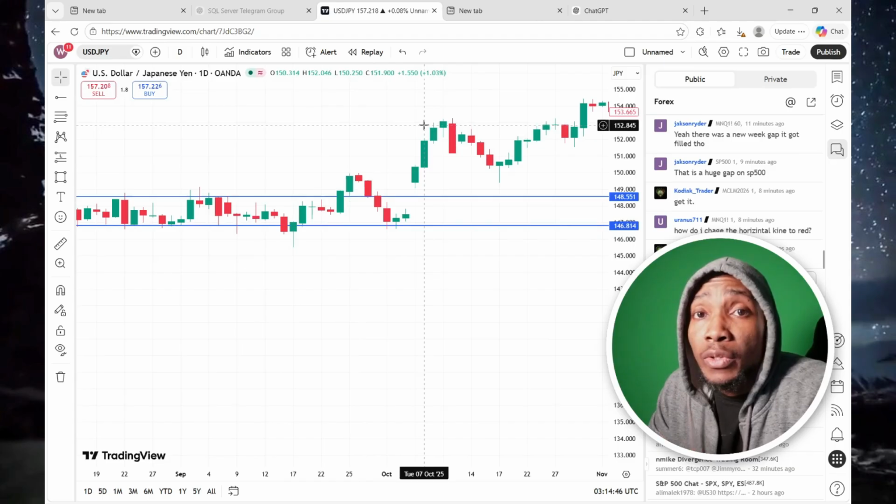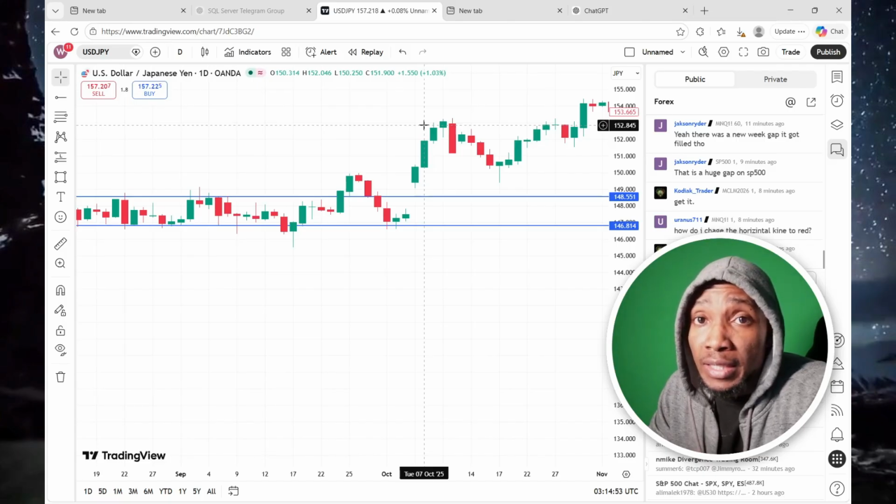So that is how you go about identifying good pin bars for your trading. And that's basically it. Backtest and ensure you stay consistent.